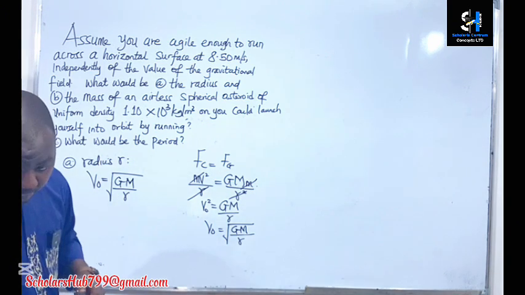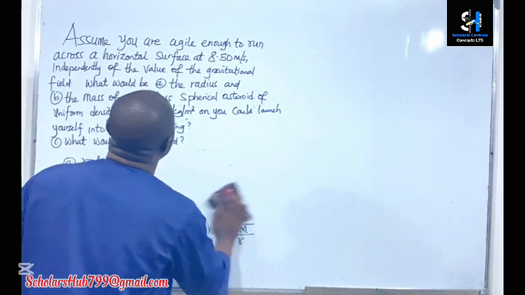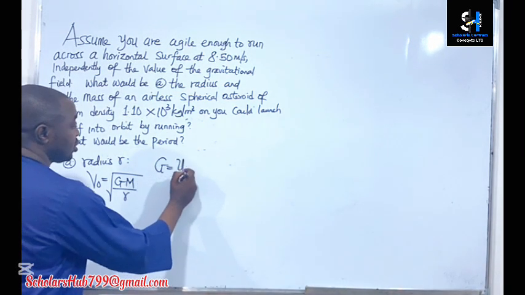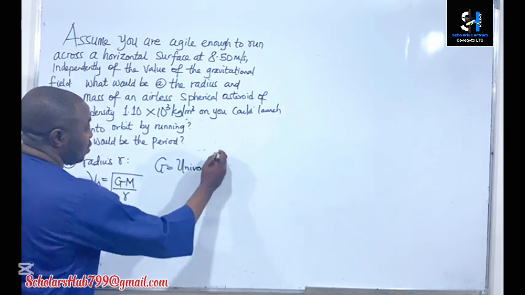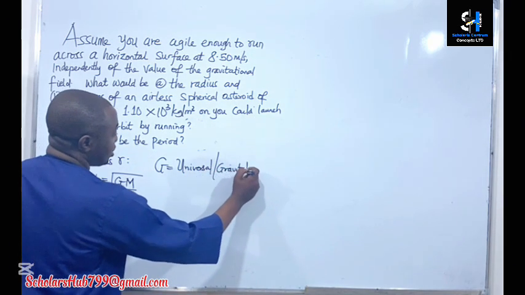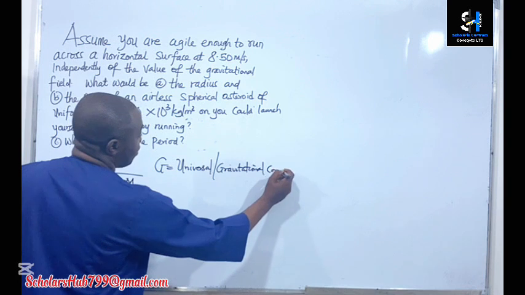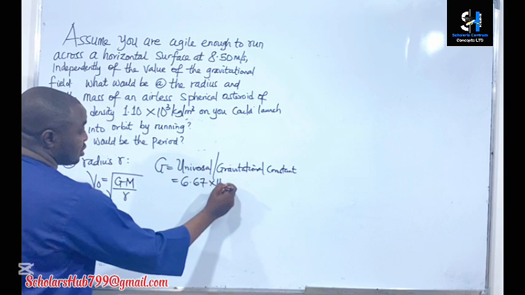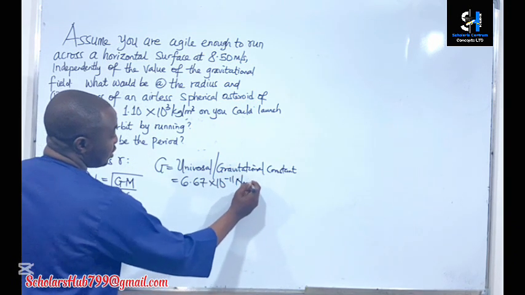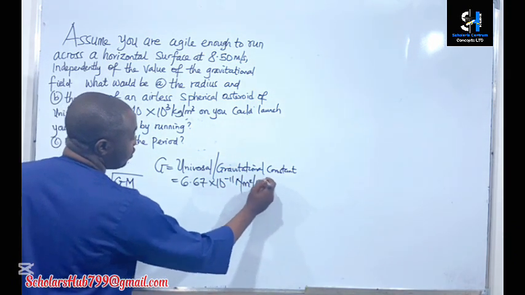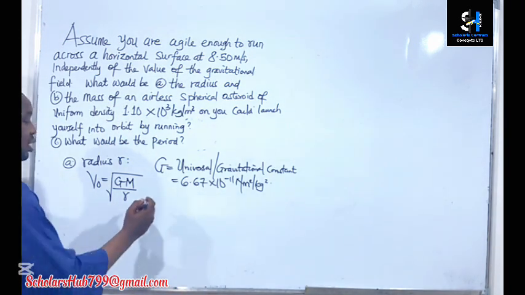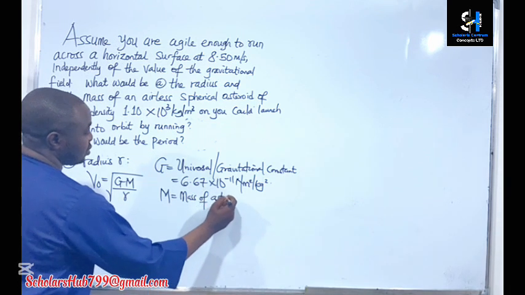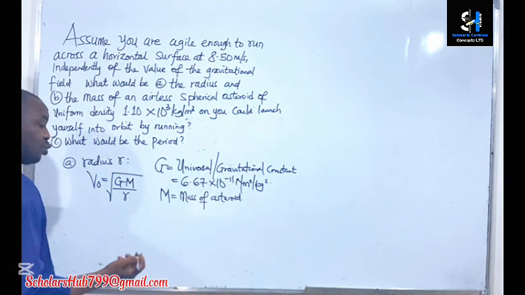Now, when we look at the question, we want to calculate the radius. Let's not forget that G represents the universal gravitational constant, and the value of G is 6.67 times 10 raised to the power of minus 11 newton meter squared per kilogram squared. Now, M is the mass of the asteroid. According to this question, the mass of the asteroid is M, but we are not given M.